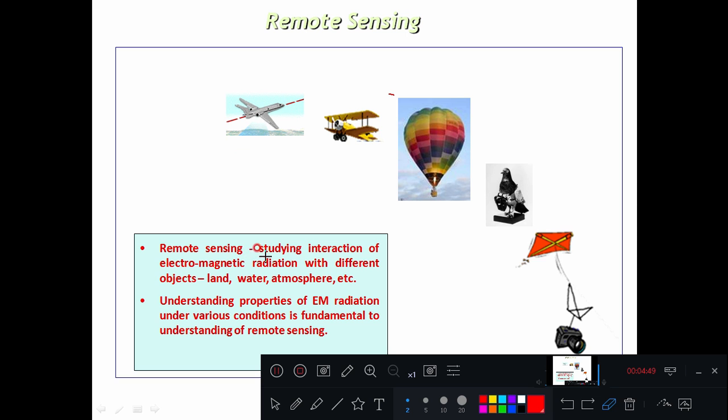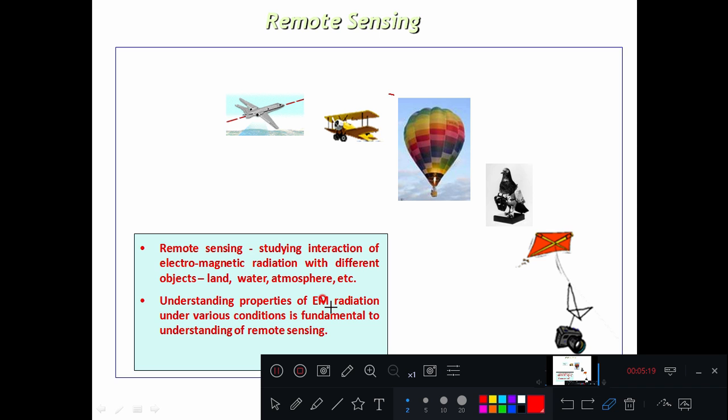Remote sensing is studying the interaction of electromagnetic radiations with objects. The objects may be land, water, atmosphere, etc. All these come under the objects under observation. Understanding the properties of electromagnetic radiations emitted by the objects under various conditions is the fundamental of understanding remote sensing.